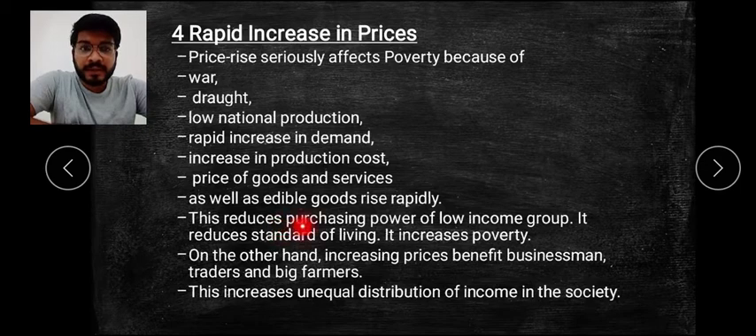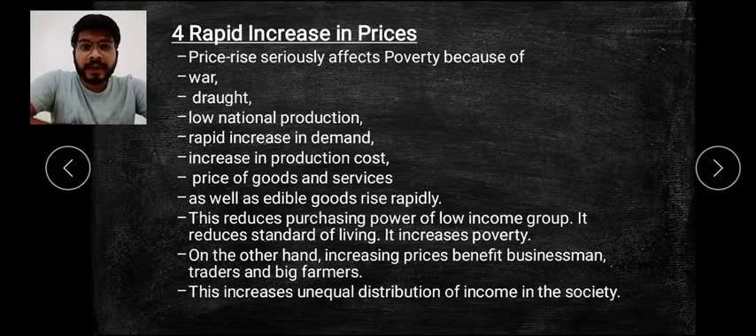Then you find that this reduces purchasing power. Yes, when there is low income, when low per capita income is earned by a person, their consumption expenditure also becomes less. So that's why there is a reduction in purchasing power. Earlier, with the amount they have in hand, they were able to purchase more goods, but at present the price has increased, the cost of production has increased, and the demand is increasing the price, so that again becomes a problem.